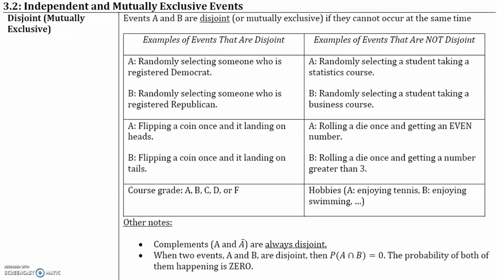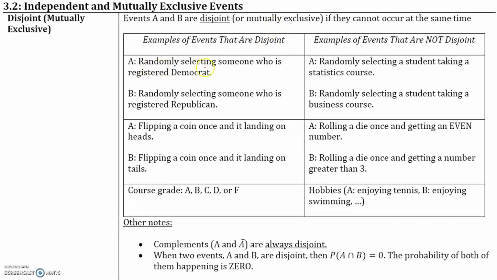In section 3.2, we will talk about independent and mutually exclusive events. So let's start with the definition of disjoint or mutually exclusive events. Events A and B are disjoint or mutually exclusive if they cannot occur at the same time. Here are some examples that are disjoint or mutually exclusive.